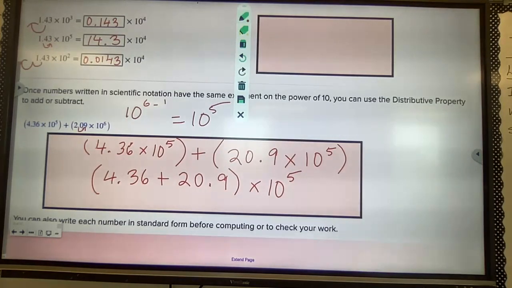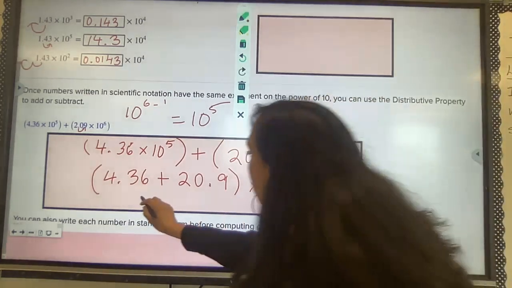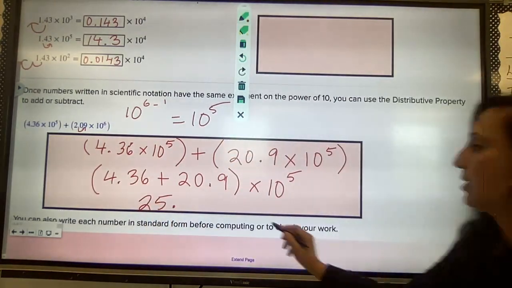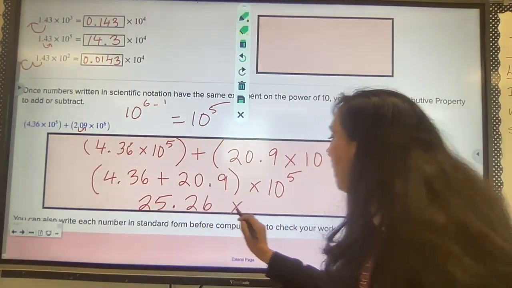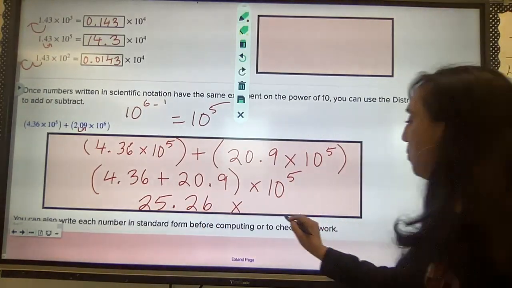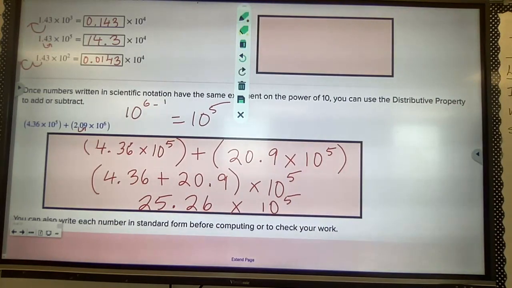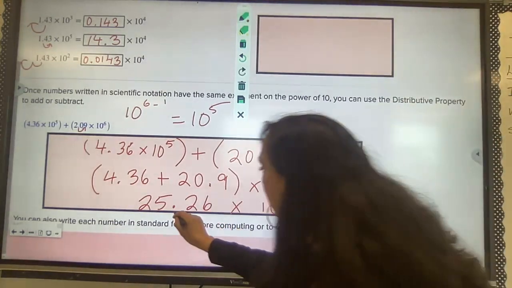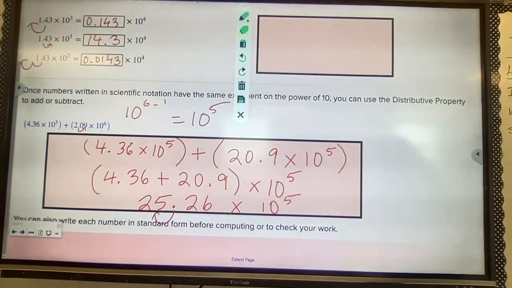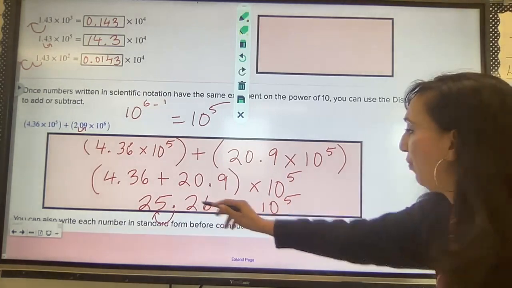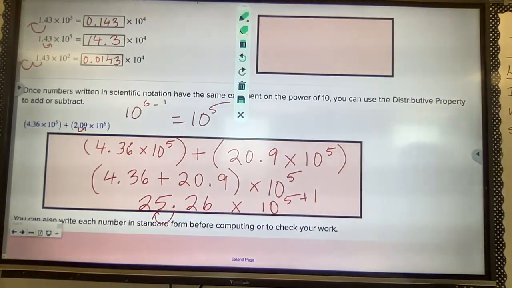Okay, so now all I do is I add 4 and 3600 and 20 and 9/10, and I'm going to get 25 and 2600 times 10 to the fifth power. For scientific notation, my decimal has to be behind the first digit. So we move 1 to the left. And when I do that, I am going to rewrite it. And this is good. Since I'm moving 1 to the left, this is going to be added on 1.